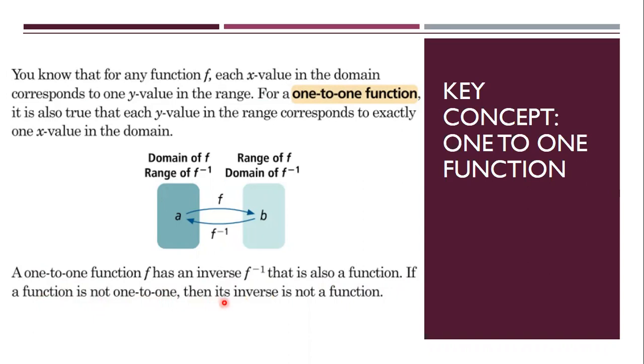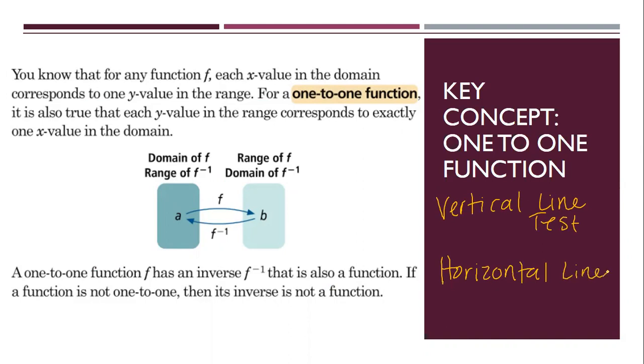Okay, now another way to visually tell that something is one-to-one is that it passes the vertical line test and it passes the horizontal line test. So graphically, if the function passes both tests, then therefore it is one-to-one. That means none of your x's repeat and none of your y's.